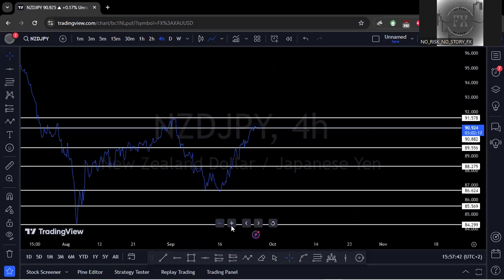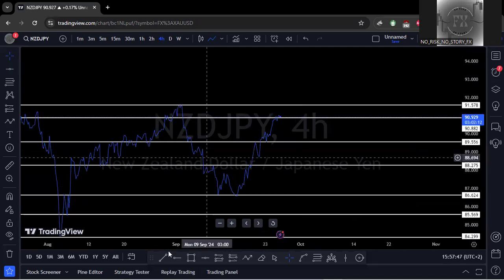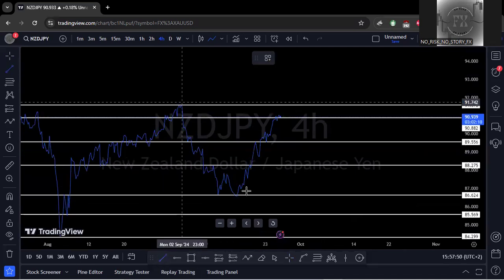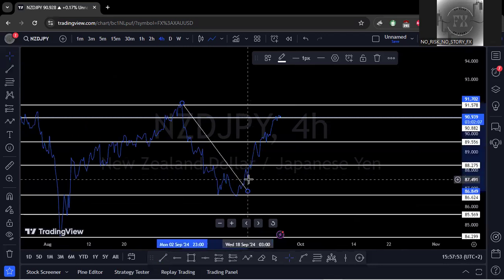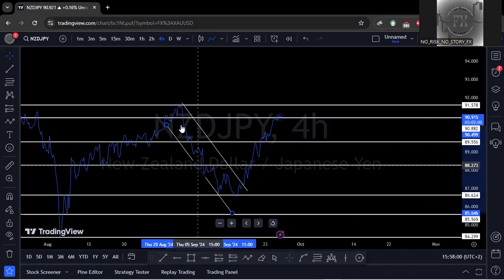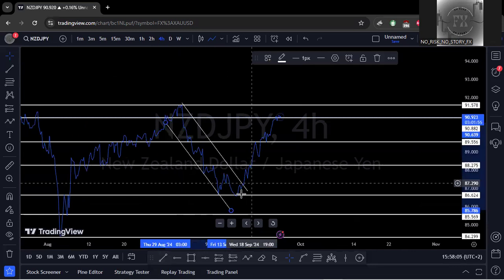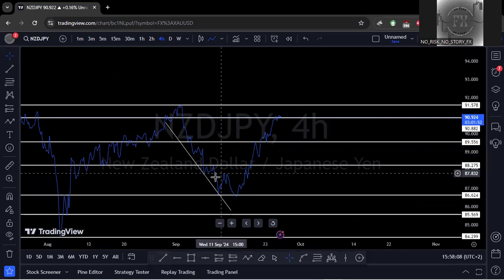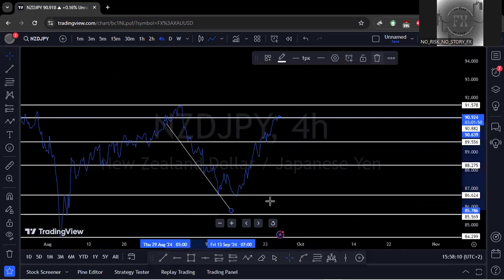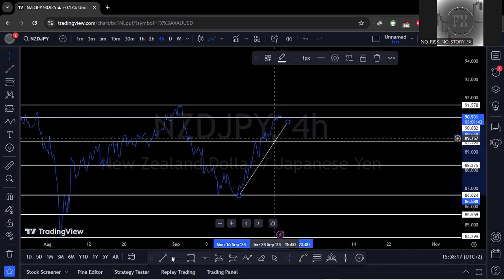So as you can see, guys, here we were also in a bearish trend, right? And then the market broke that bearish trend, retested it, then continued going up, right? This is the bearish trend. As you can see, the market was making lower lows and lower highs. And now the market here is currently making higher highs and higher lows.